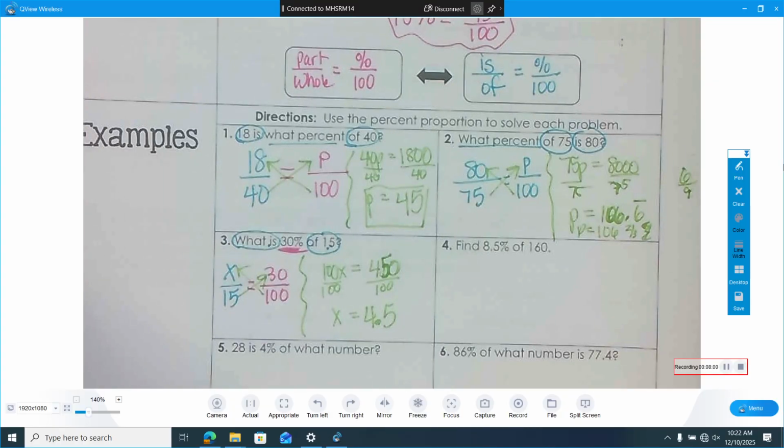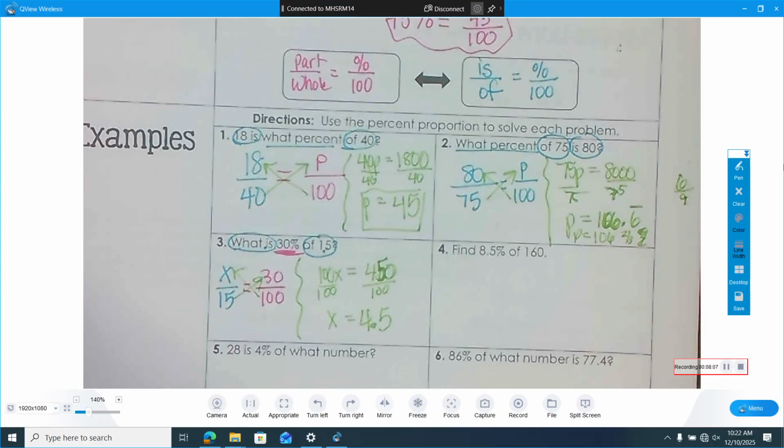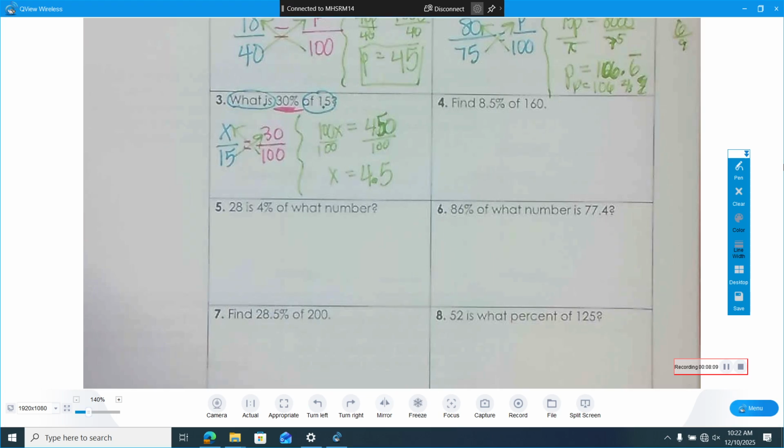All right. Questions so far? Was this pretty easy? Yeah. Pretty easy? All right, let's do number 5.